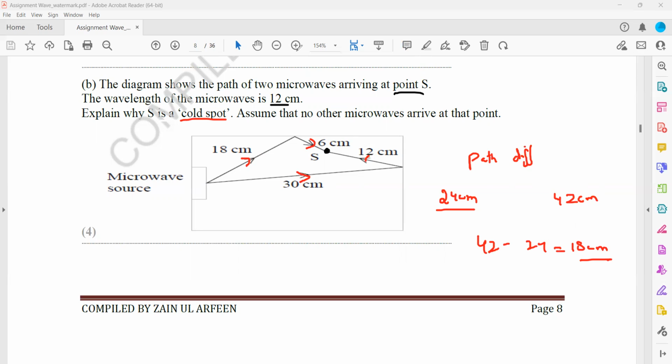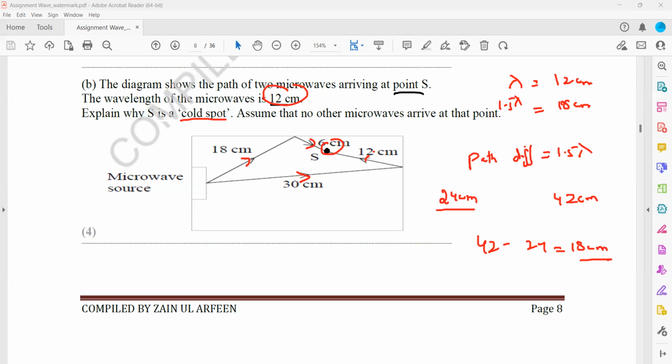What is 18 centimeters in terms of wavelength? If one wavelength equals 12 centimeters, and we have an 18 centimeter gap between the two waves, the path difference will be simply 18 divided by 12, which equals 1.5 wavelengths. Whenever the path difference we work out is 1.5, 2.5, 3.5, or even 0.5, what kind of interference do we have? We have destructive interference, which means the two waves cancel out the effect of each other.